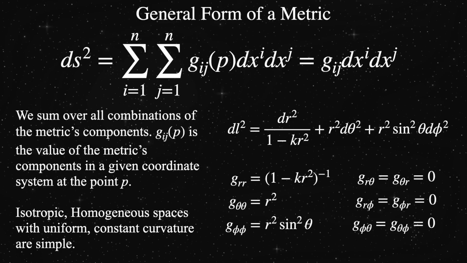We could have had 9, owing to the double summation over i and j from 1 to 3 each, but we don't have any cross products of phi, theta, or little r. We only have their squares. As you can see, 6 of the 9 possible metric components are exactly 0.